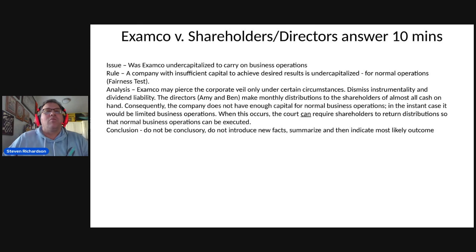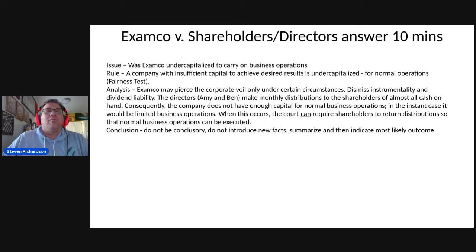So this is how the answer would look. Was Examco undercapitalized to carry on business operations? A company with sufficient capital to achieve desired results is adequately capitalized; undercapitalized is insufficient capital for normal operations. That's the fairness test. Examco may pierce the corporate veil only under certain circumstances. Dismiss the instrumentality and the dividend liability right away. And then the directors make monthly distributions to shareholders, almost all cash on hand. That's a fact. Consequently, the company doesn't have enough for normal business operations.